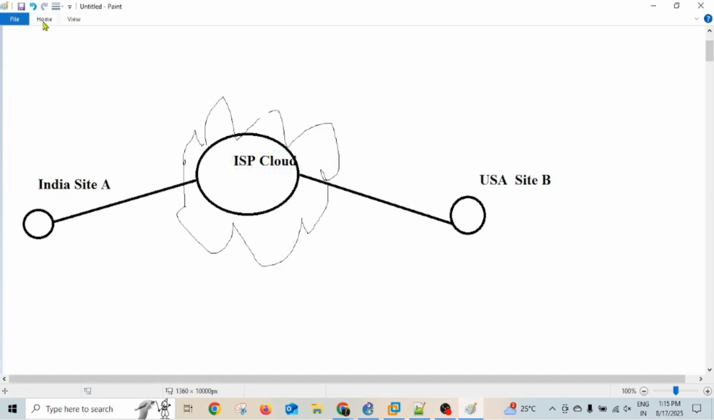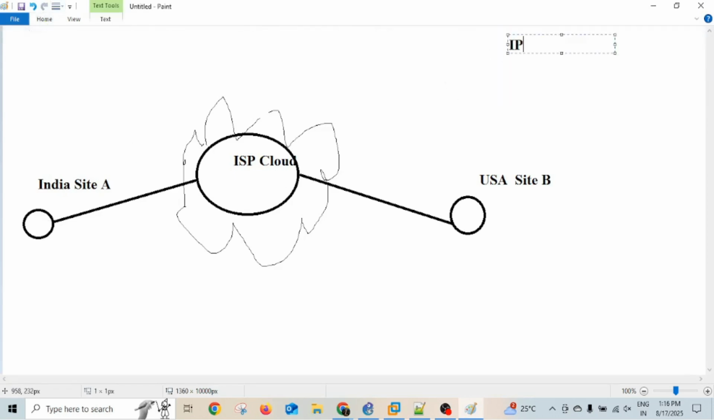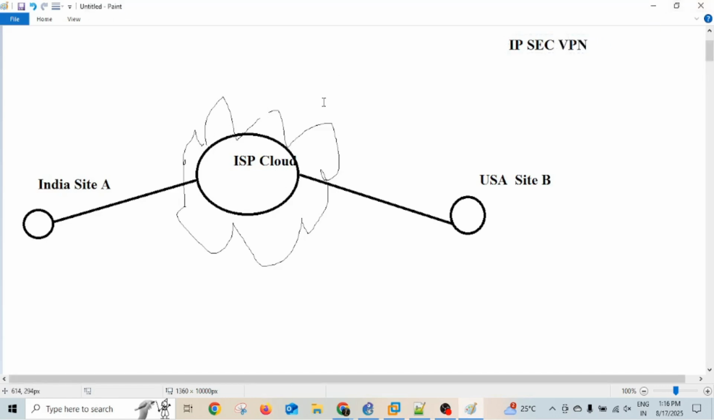So what we will do actually, we talk about the IPsec VPN. So here is the IPsec VPN. So what is IPsec VPN? IPsec VPN stands for the Internet Protocol.